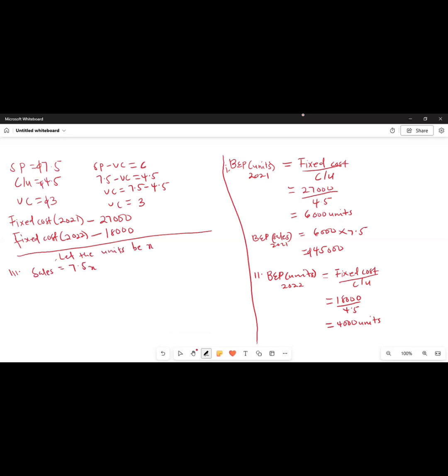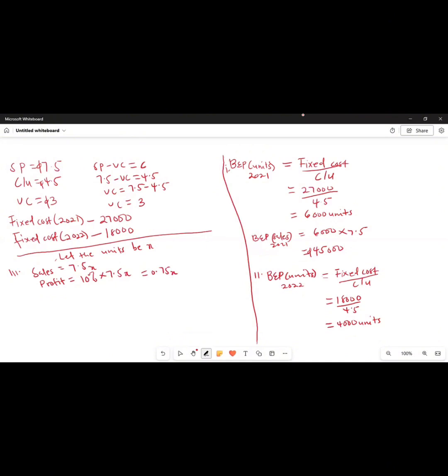So now this is our sales. He said the profit should be equal to 10% of what? Sales. So profit is equal to 10% X. The sales is the selling price per unit multiplying by the unit, which will give us the sales. And 10% of the sales will give us 0.75x.